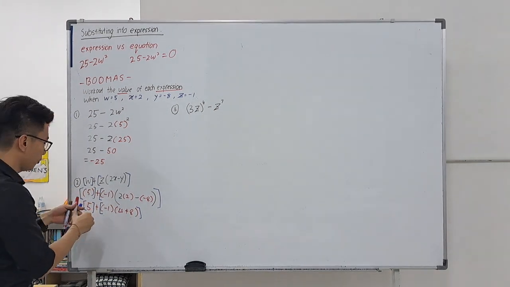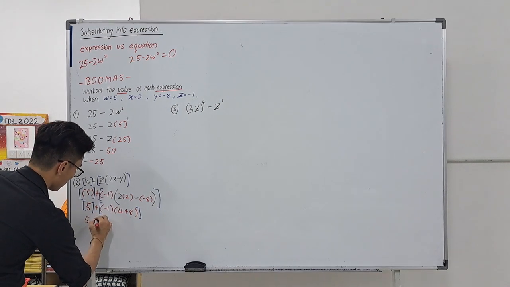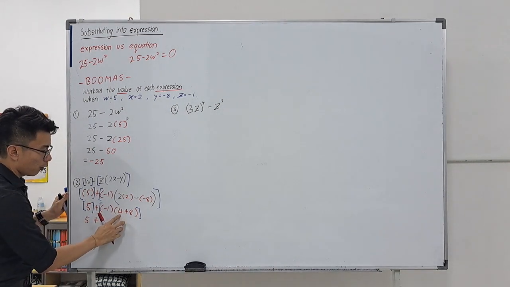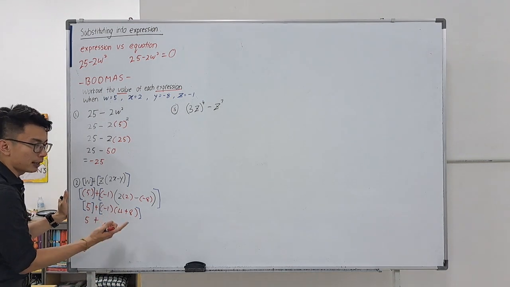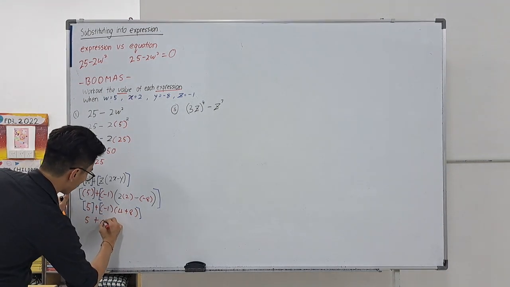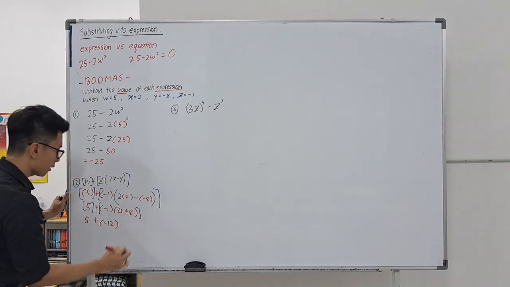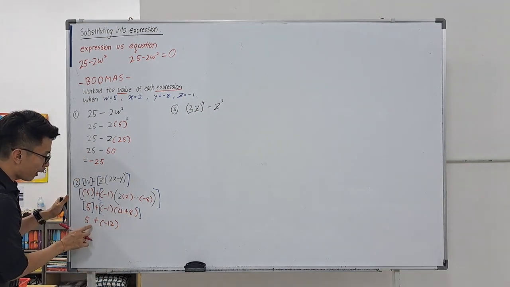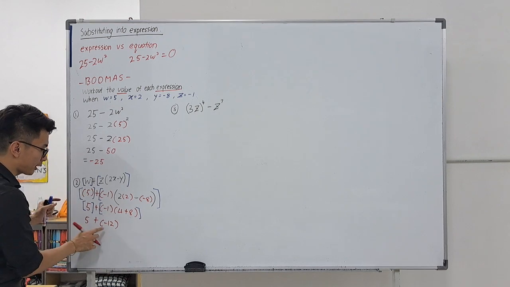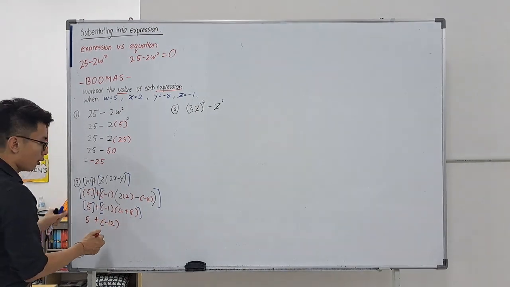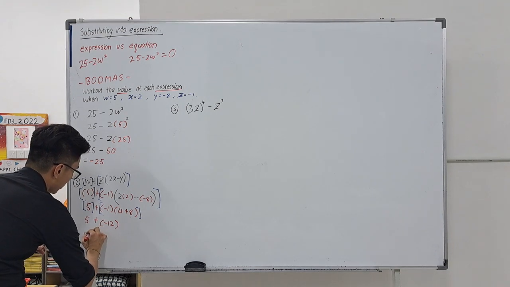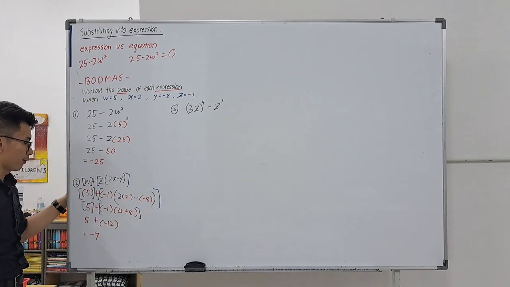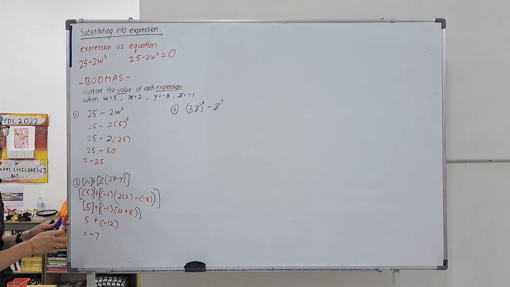5 is going to be 5 plus 4 plus 8, that's going to give me 12. 12 times negative 1, that's going to give me negative 12. Okay? So finally, 5 minus 12, all right, plus minus, that's going to give me minus. So 5 minus 12 will give me negative 7. All right, I'm done with this already.